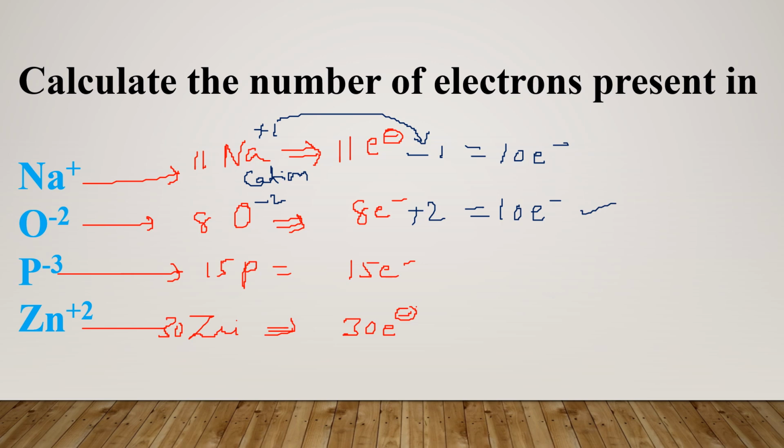Then what about phosphorus? Minus 3. Minus means you have to add. By gaining 3 electrons, it is converted into what? 18 electrons. It is converted to, we have to say minus charge is there. Then we have to say that is anion.